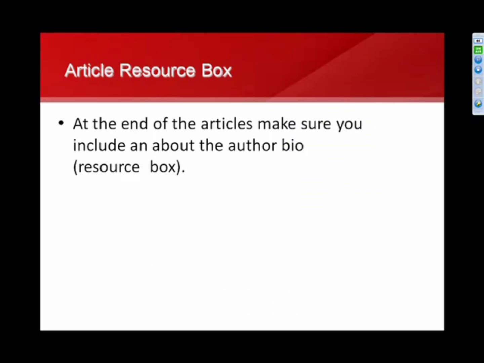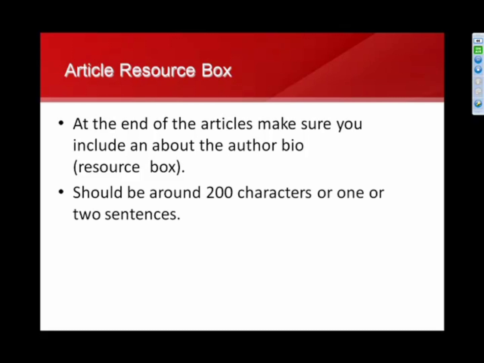At the end of the articles, make sure you include an about the author bio, or biography, which is also called a resource box from time to time. It should be around 200 characters or 1 or 2 sentences, or even 150 characters, whatever it is. You don't really need to sit there and count the characters. Try to keep it under 200 characters, because some article directories won't allow you to submit more than that. I know Easy Articles lets you submit a little more, but I try to keep it around that level just to make sure that I get as many pickups on my articles as possible.